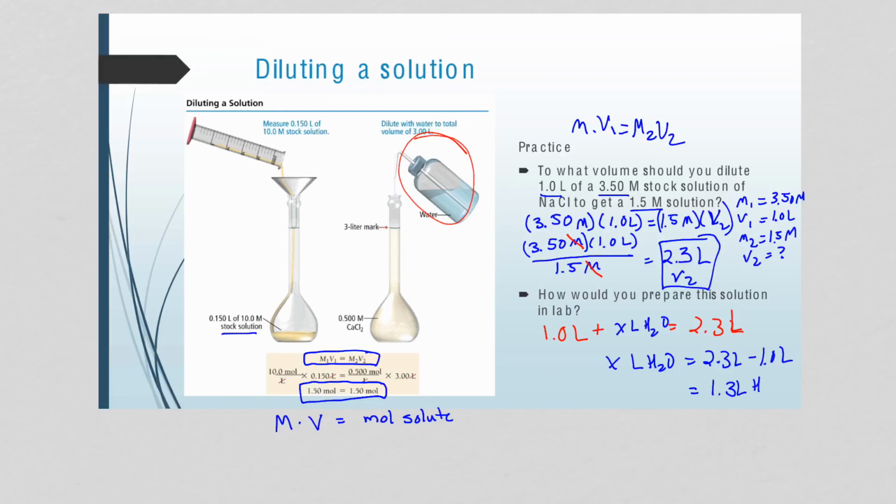Okay. So to make this solution, I'm going to take my initial 1 liter of my stock solution, I'm going to add 1.3 liters of water to get to my ultimately 2.3 liters of solution. So dilution. A very useful tool, something that is utilized a lot in lab, and so something we should understand how to calculate using our dilution equation.